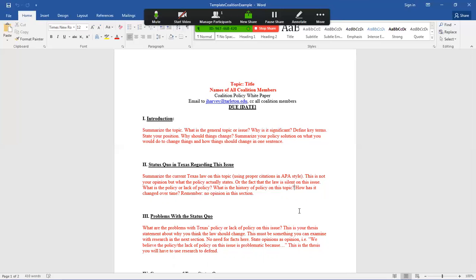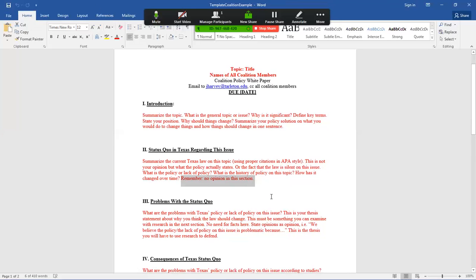If you're looking at pro-marijuana legalization, marijuana has never been legal in Texas. However, there have been many attempts to legalize marijuana. So I need policy history on this topic. Tell me what has been done thus far, even if it wasn't successful. How has it changed over time? Same thing. Remember, and I'm not kidding, guys, there are no opinions in this section. This is not your opinion, but what the policy actually states.